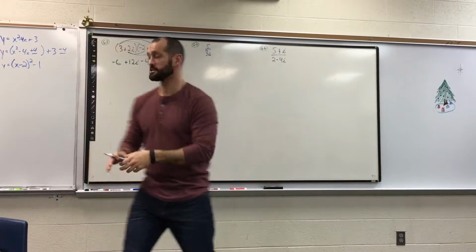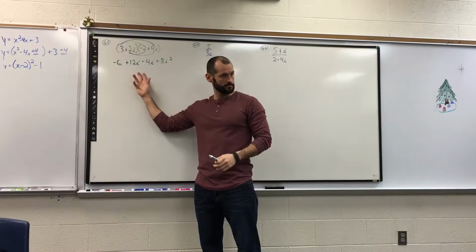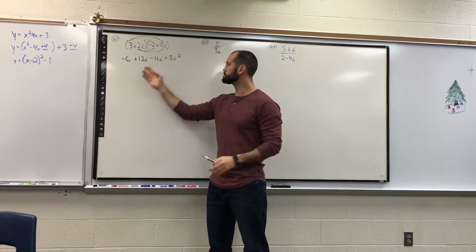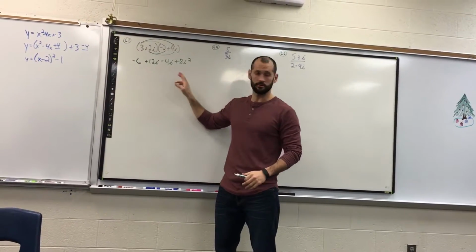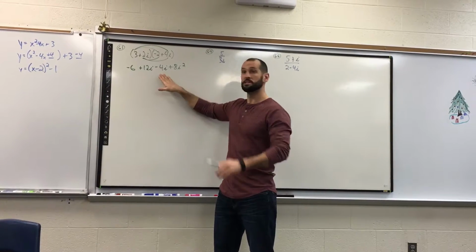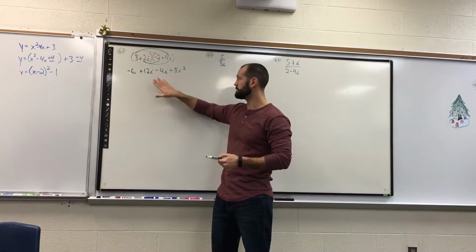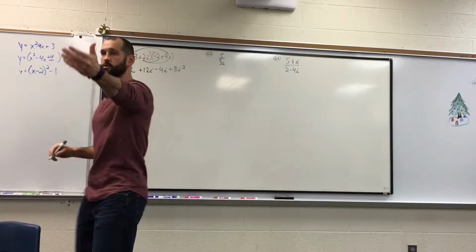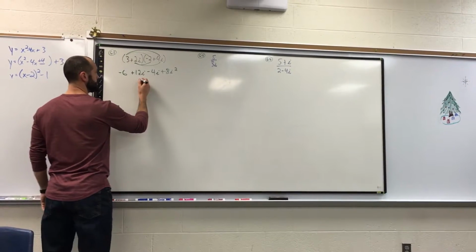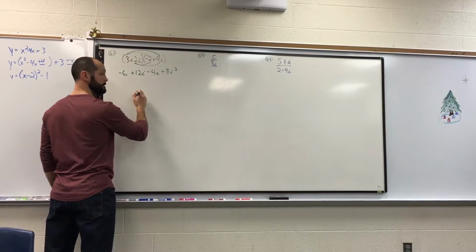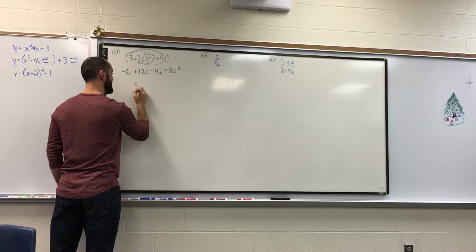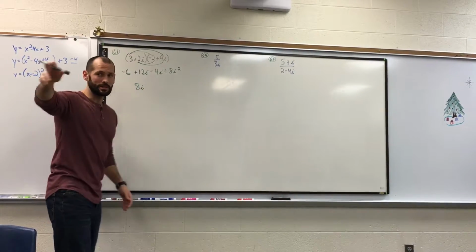Does everybody realize right away these can go together? I saw a couple people try to throw all of them together. No, no, no. That's an i squared, which we'll talk about as something completely different. But what is 12i minus 4i? 8i. Nailed it.